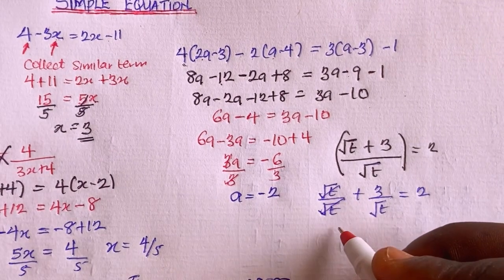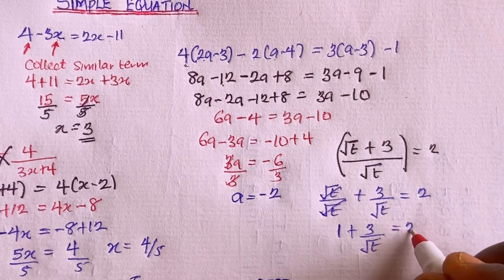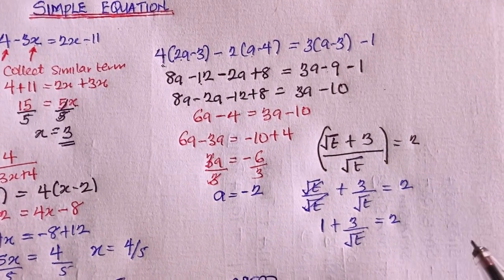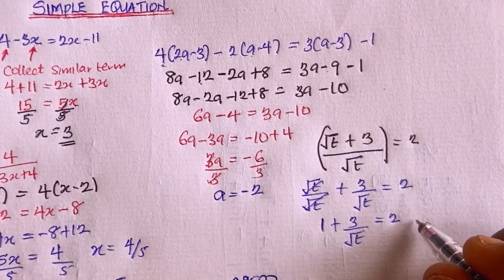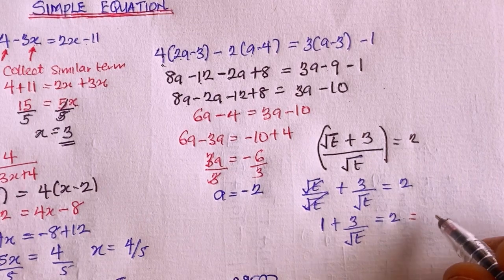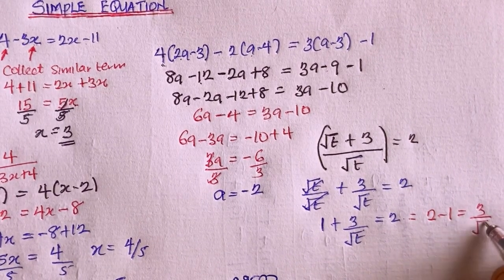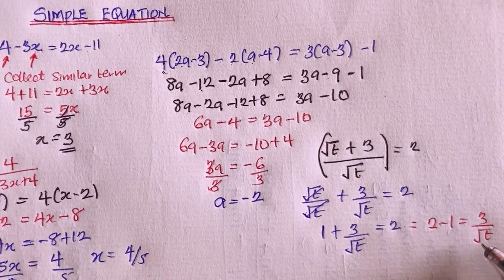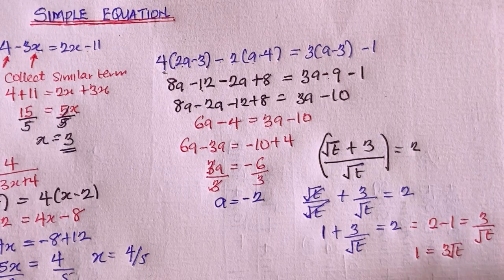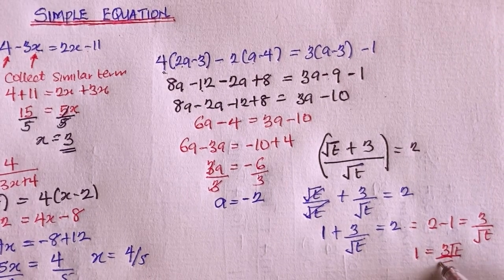This, we cancel this. I'm going to have 1 plus 3 over root of t equals 2. Then collecting the similar terms here, I'm going to bring this towards the other side, that's 2 minus 1, which is equal to 3 divided by root of t. Right? So in this case now, 2 minus 1 is actually 1, which is equal to 3 divided by root of t.